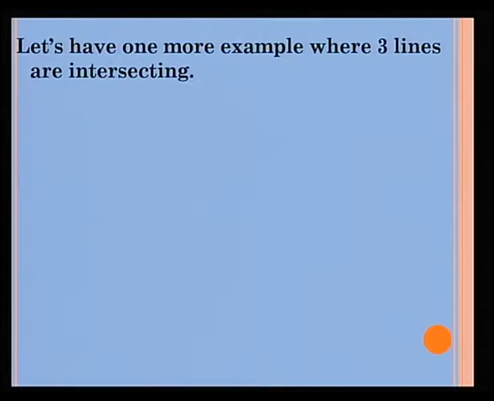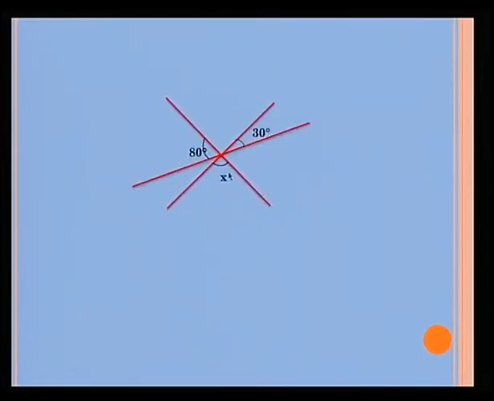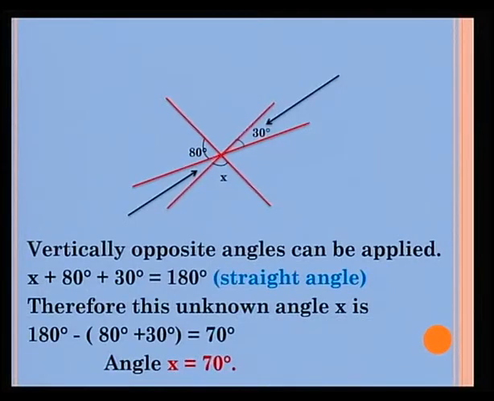Let's have one more example where three lines are intersecting. We are going to find the size of angle X. Now, in this figure, angle X, this missing angle, and angle 80 form a straight angle, which is equal to 180 degrees. If we apply vertically opposite angles, this missing part will be equal to 30 degrees. So, the value of X will be 180 degrees minus 80 degrees plus 30 degrees, and the value of X will be equal to 70 degrees.